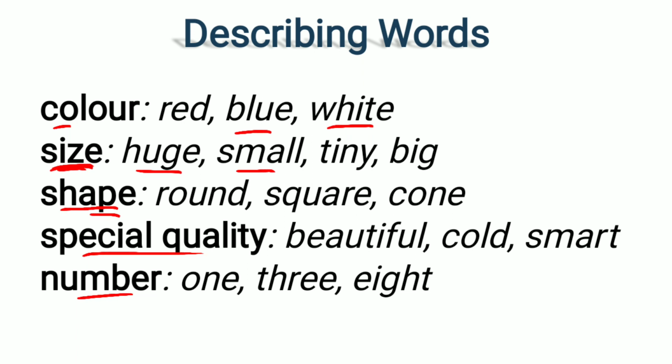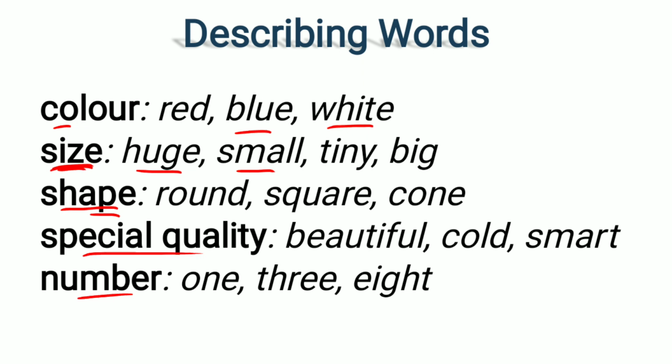So shape. Round table, okay, round table, square mat, cone eyes. So we can use even the shapes to describe the naming words. Special quality. What is special quality? Beautiful, pretty, handsome, cold, hot, smart. All these are the special quality of the naming words. So we can use the special quality to describe the naming words.